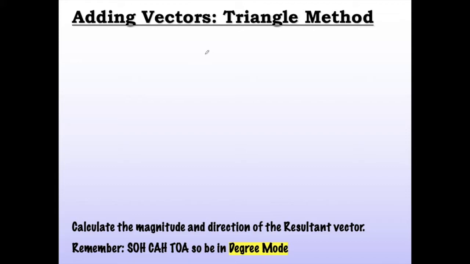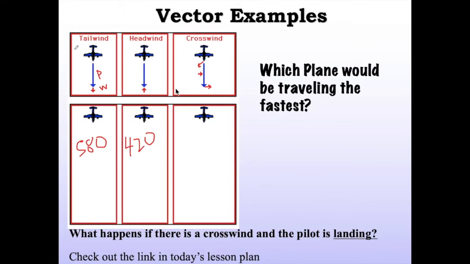All right, adding vectors: the triangle method. So this is what you want to jot down. It's easy to add vectors when it's a tailwind. You just add them. Headwind, you just subtract them. It's a little more confusing when you have what's called a crosswind example.